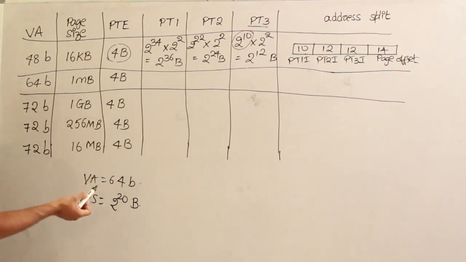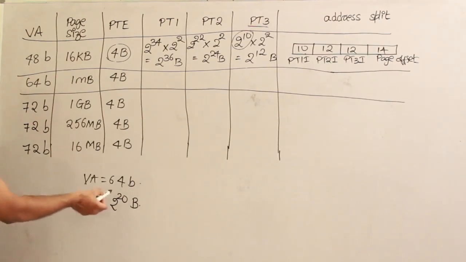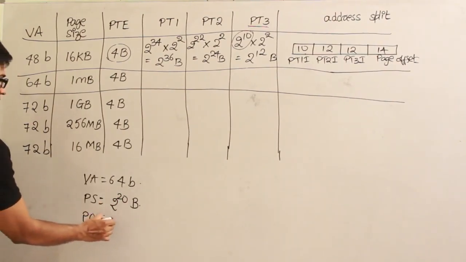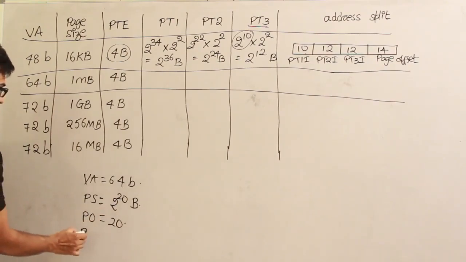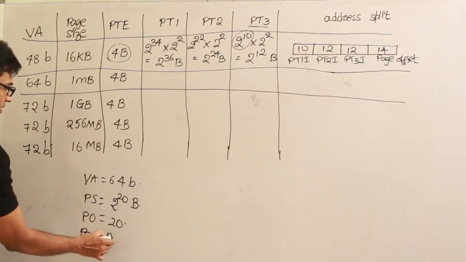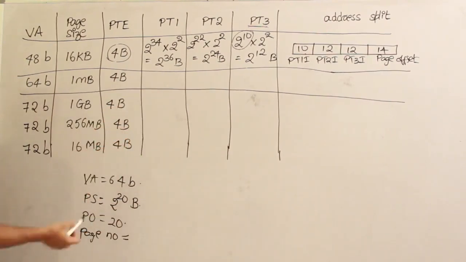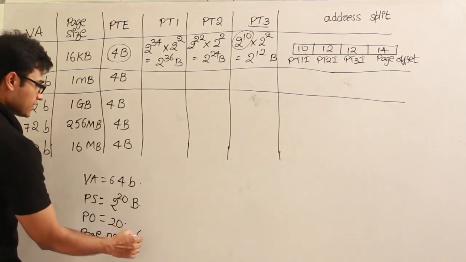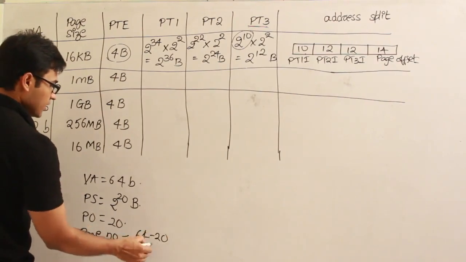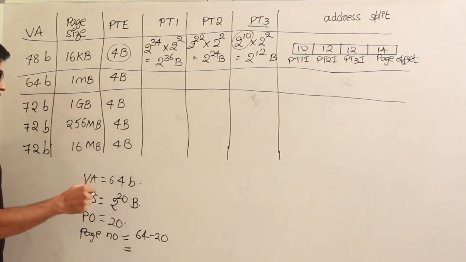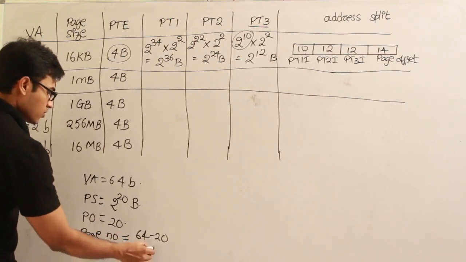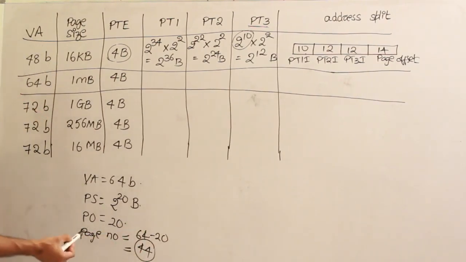So how many pages will be there in the first level page table? You can take this 20. Okay, see, so page offset is going to be 20 bits, right? And the page number required for the first level page, you can subtract this one from this one. See, so 64 minus 20 is going to give you the number of bits which are used to represent a page number, which is nothing but 44. So 44 bits are required to represent the page number.